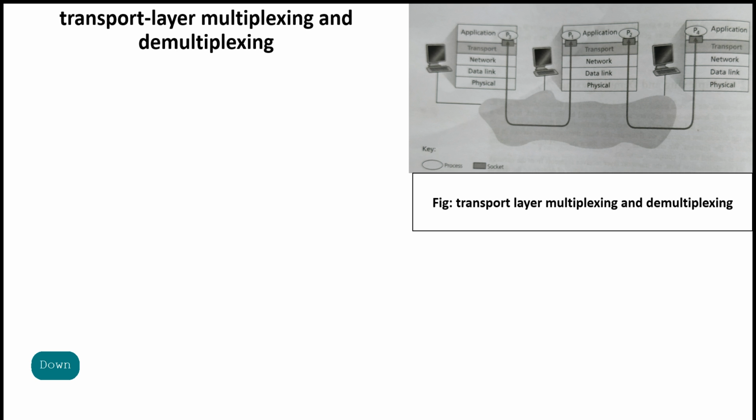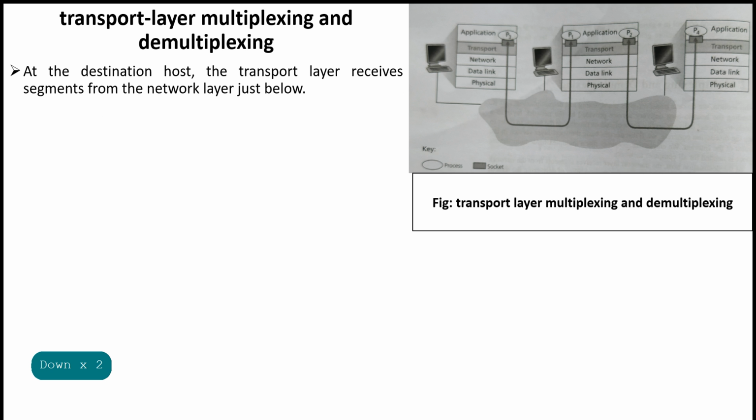Hello dear students, in this video I am going to discuss transport layer multiplexing and demultiplexing. We already know what multiplexing and demultiplexing are. Multiplexing is many into one, and demultiplexing is the opposite of multiplexing, that is, one into many, right?